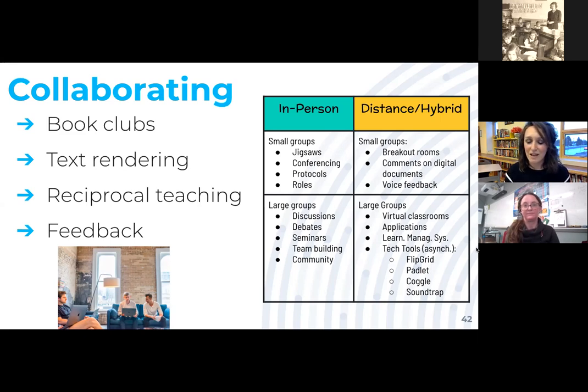And we have tech tools now that we're becoming more competent in using, even asynchronously, for students to work together collaboratively: Flipgrid, Padlet. Coggle is a tech tool that allows students to concept map together. And Soundtrap is a collaborative voice recording or music recording website.